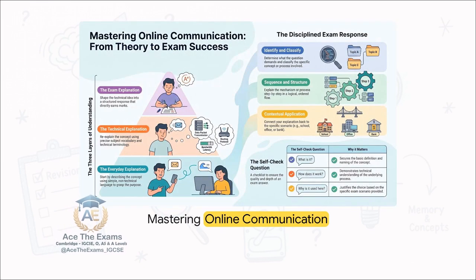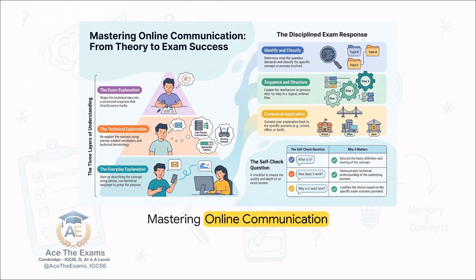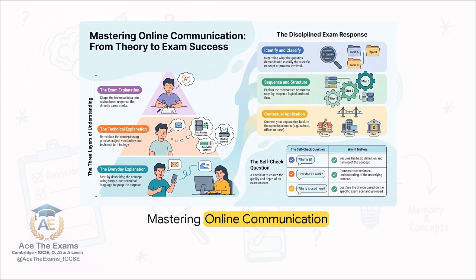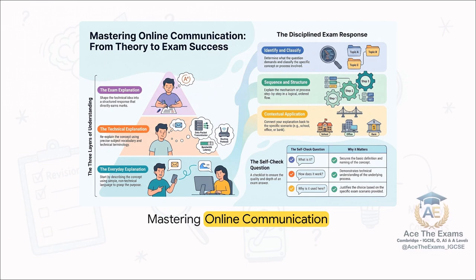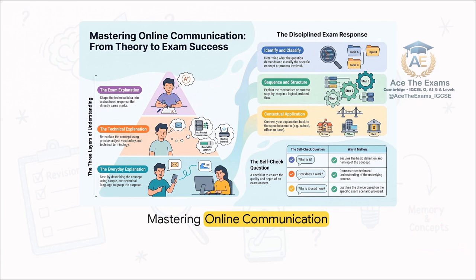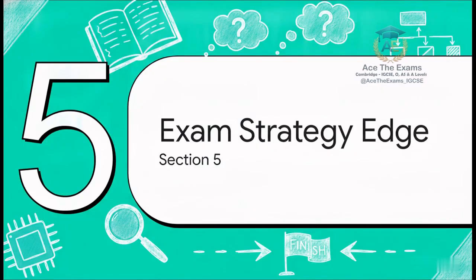Think of your understanding in 3 distinct layers. At the bottom, you have your everyday explanation, just describing the concept simply, like you would to a friend. But to hit that A-star level, you have to climb up to the technical explanation. You got to use precise vocabulary like bandwidth, latency, and routing protocols. Finally, at the very top is the exam explanation. This is where you shape that technical idea into a structured, scenario-based response that directly checks off boxes on the examiner's mark scheme.